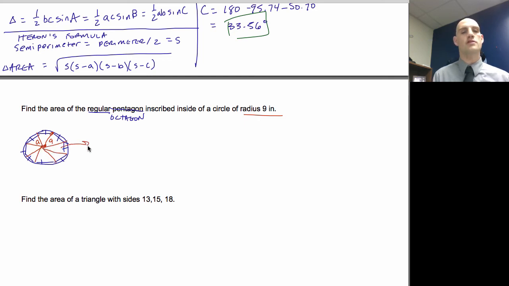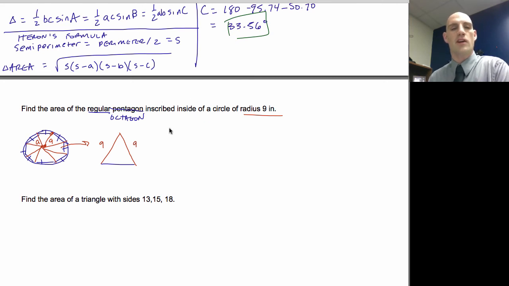I'm going to pull out one of these triangles just to show you. This triangle here, it looks like this. And each of these is 9. Okay? And it's regular, but we don't necessarily know what this side length equals. But nonetheless, let's think about what this means. If we're trying to find the area of this, is there a way to know an angle?